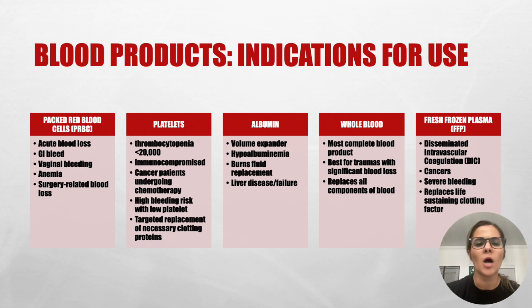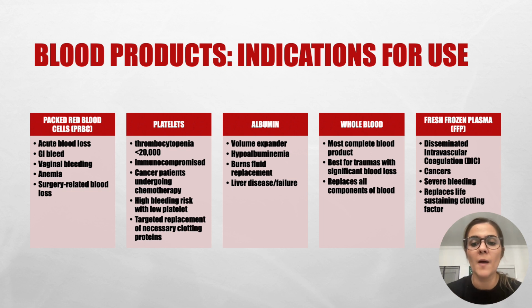You have albumin. Albumin is considered a volume expander. So the time you'll see this being used is mostly for your burn patients where you're giving them massive fluids to keep up their blood pressures, to replace their loss. You don't want them third spacing, so albumin can help expand the intravascular space to keep that patient from having that massive shift of fluid into the third space. Liver disease and liver failure patients can also be given albumin to help them along.